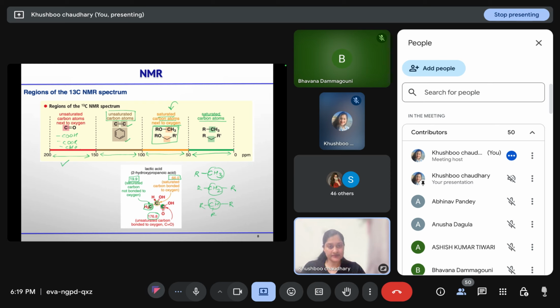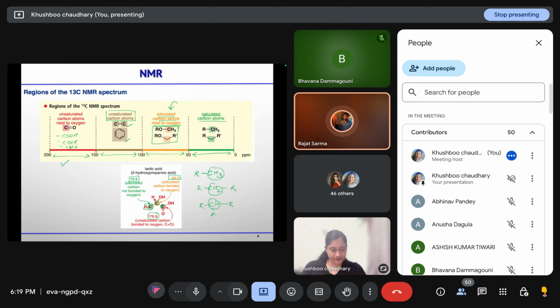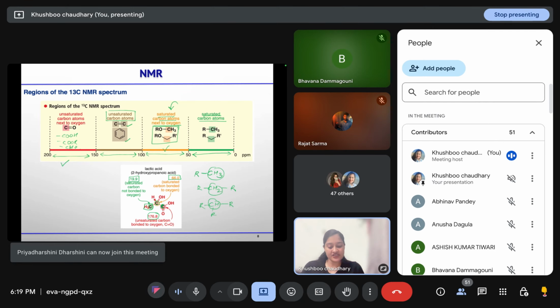Is this clear? Any doubt in this region classification? Okay. Ma'am, what about the peak where carbon is attached to OH? If it is saturated, then we will consider it in the second region. If it is unsaturated, then we will consider it in the fourth.